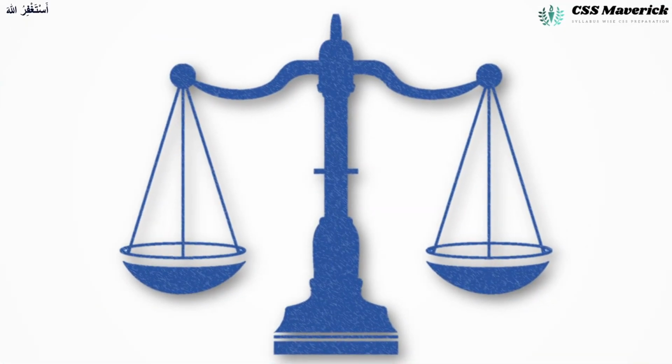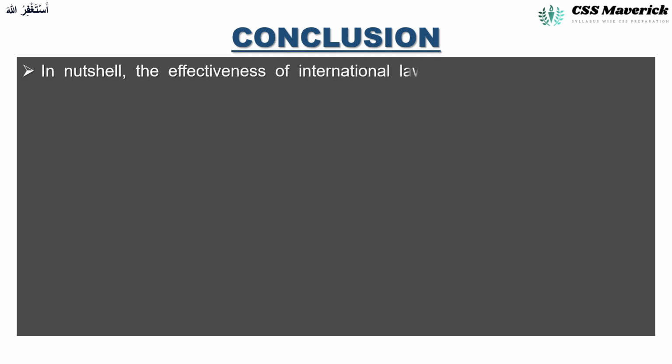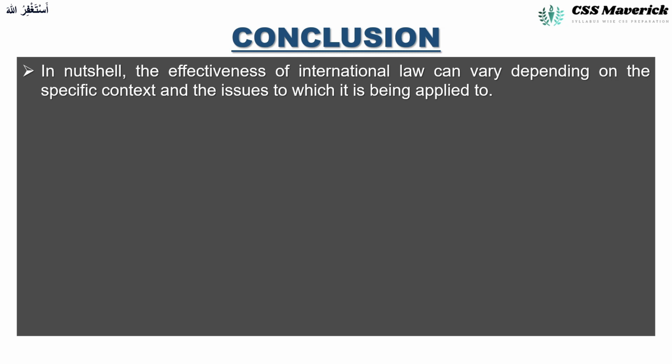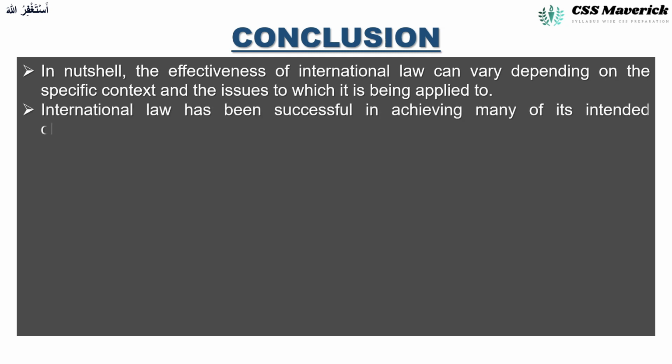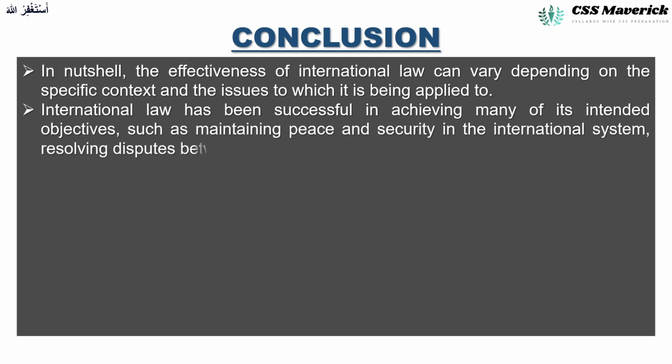So coming over to the conclusion, in a nutshell, the effectiveness of international law can vary depending on the specific context and the issues to which it is being applied. International law has been successful in achieving many of its intended objectives, such as maintaining peace and security in the international system, resolving disputes between states, and protecting human rights.